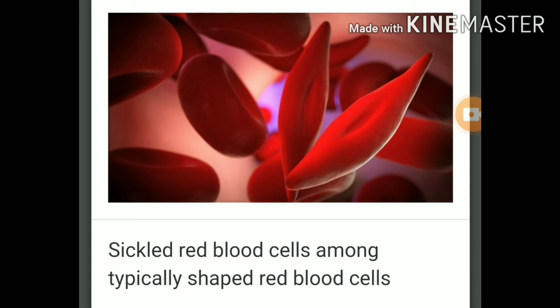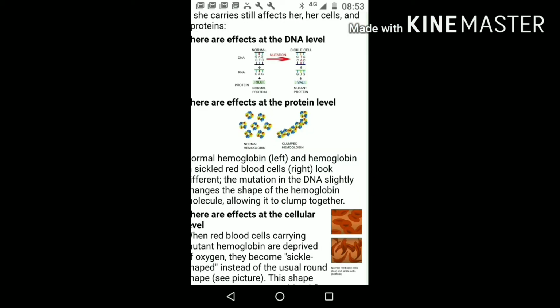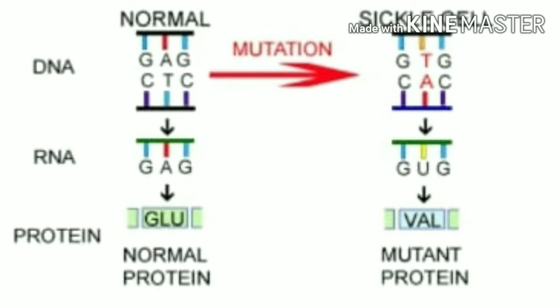A mutation in HBB results in a change in one of the bases in the DNA sequence from adenine to thymine. This then changes the amino acid in the hemoglobin protein from glutamic acid to valine. This causes the body to produce a new form of hemoglobin called HbS, capital S, which behaves very differently to regular hemoglobin.